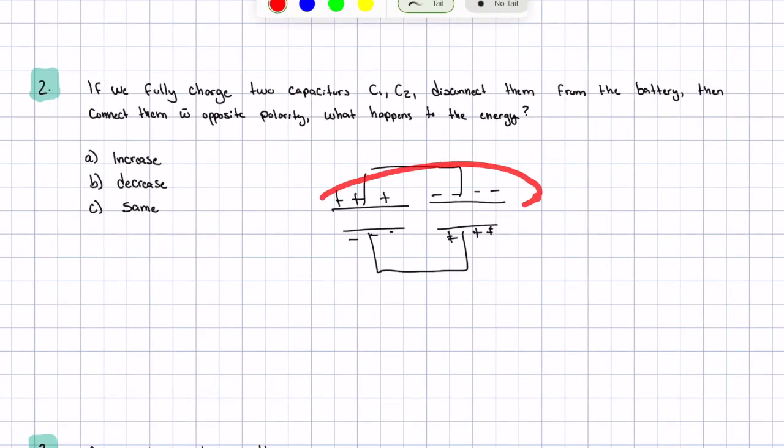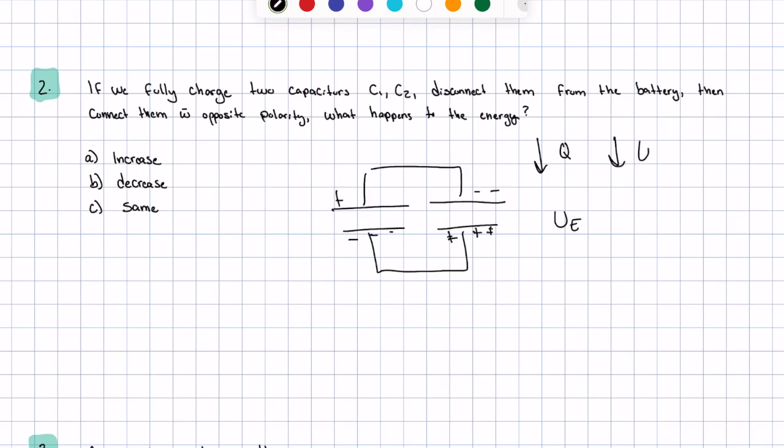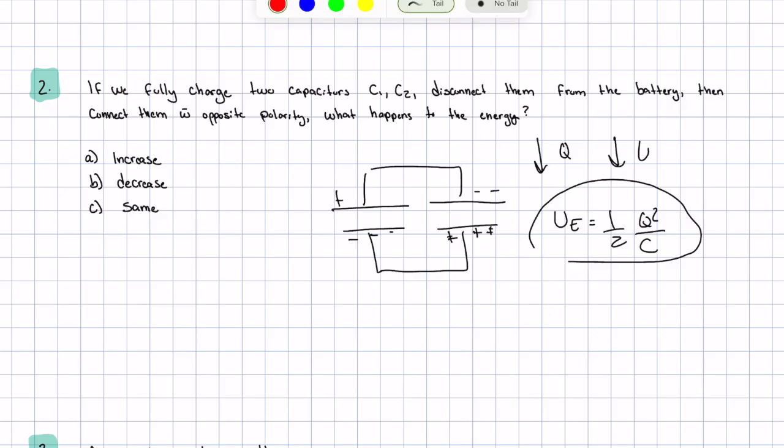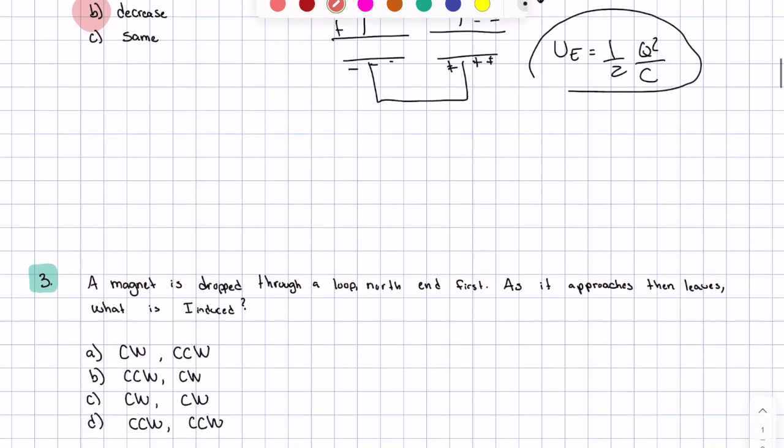Well, here we notice that we have an attractive force. So see these positive charges, they're going to move down here, and then the net positive and negative are going to cancel out. So we're essentially going to lose some of our positive and some of our negative. This decrease in Q leads to a decrease in the energy, because the energy is equal to 1/2 Q squared over C. So because we have less charge building up on our capacitor plates, we have less energy stored in the system. So then the answer is B, it's going to decrease.